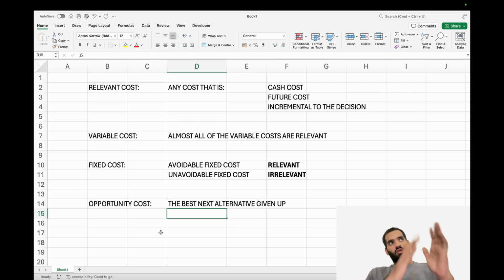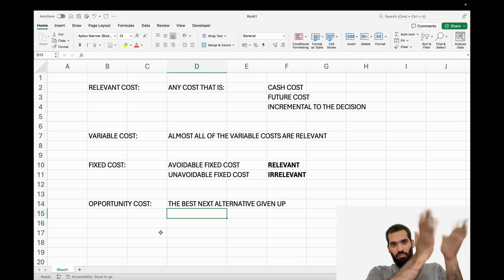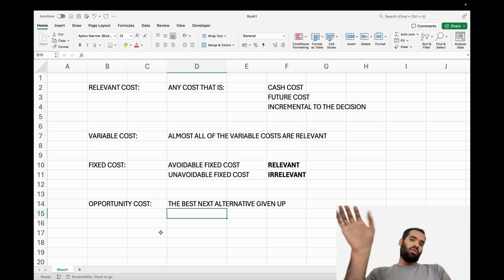Obviously we are going to assume we're going to choose the best possible scenario. The second best scenario you're giving up is your opportunity cost to be able to do the best thing. Opportunity cost is not always there, but sometimes it is. It means to make this product, I have to give up making that product, and that's opportunity cost. We'll talk about that, don't worry about it at the moment. I just needed to tell you what opportunity cost is: the best next alternative given up.